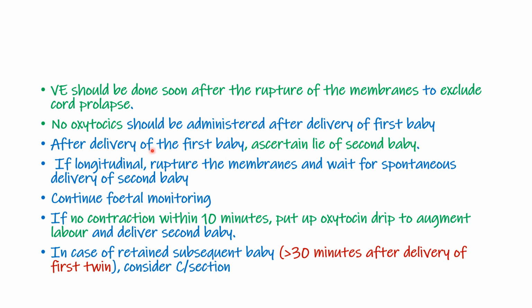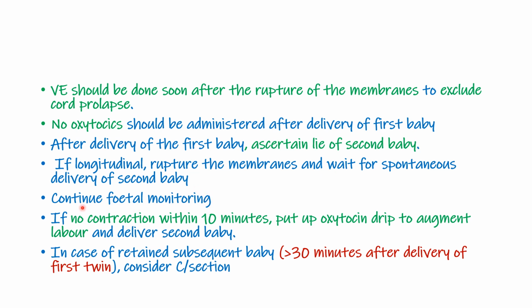Later, after the delivery of the first baby, you have said not to give oxytocin, you are assessing the lie of the second baby. So if the lie is longitudinal, then you rupture membranes and wait for spontaneous delivery. However, if the lie is oblique, then you go for cesarean section. That is an obvious and absolute indication of cesarean section.